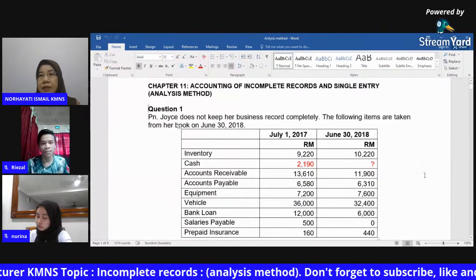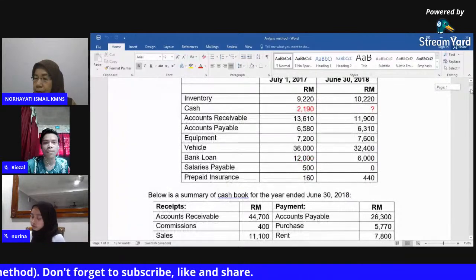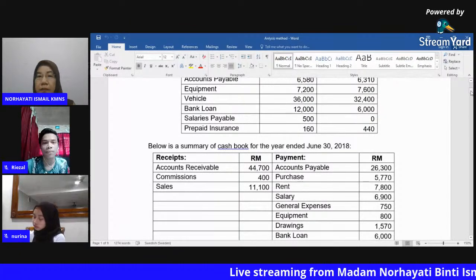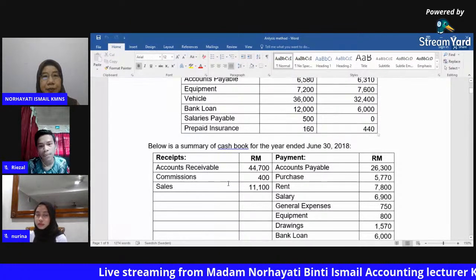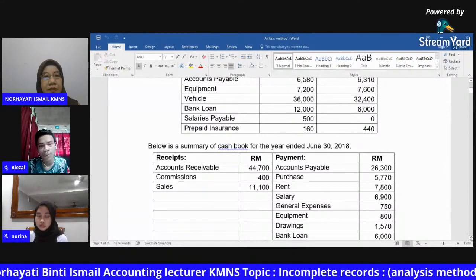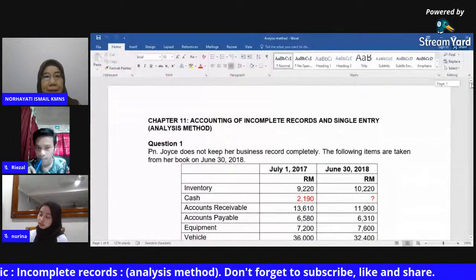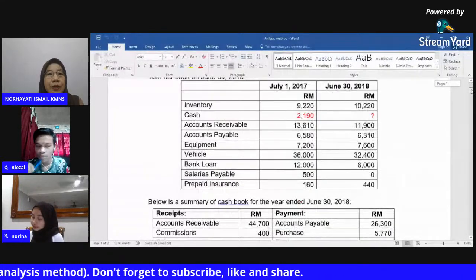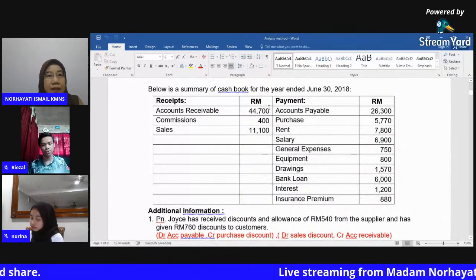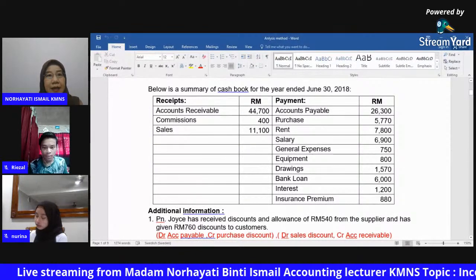Now, based on the question, you are given the cash book. This is the cash book. Okay, you look at the question, cash book, given the beginning balance, but not the ending balance. So when you want to calculate the ending balance, you must add the beginning plus all cash receipt and less all cash payment. So this is the debit side.